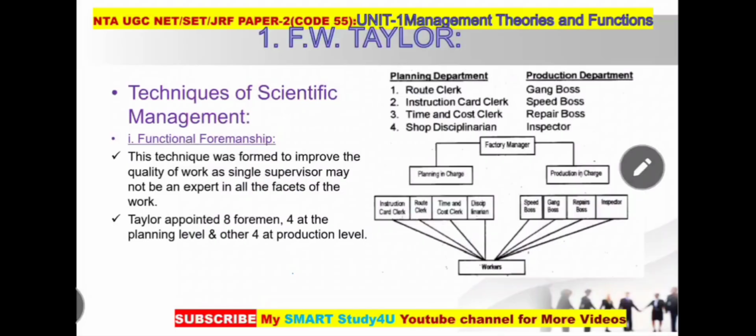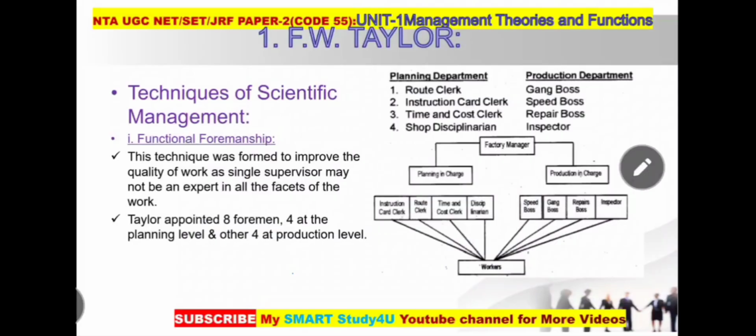He talks about techniques of scientific management. First is functional foremanship. Taylor appointed 8 foremen, 4 in the planning department and 4 in the production department. In the planning department, the 4 foremen are the route clerk, instruction card clerk, time and cost clerk, and shop disciplinarian. The 4 in the production department are gang boss, speed boss, repair boss and inspector.